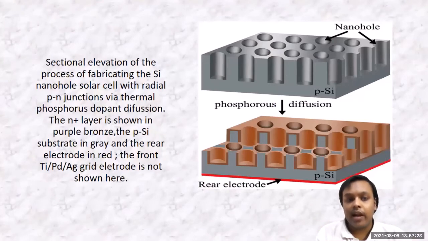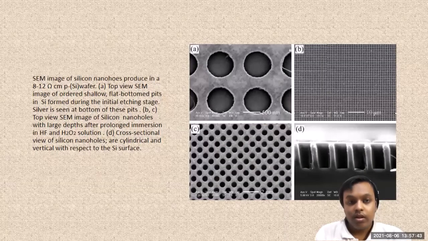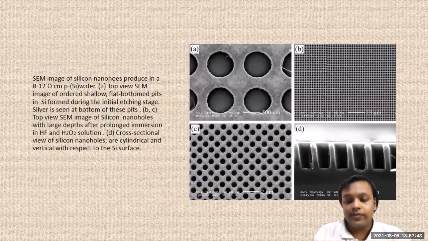This is a schematic diagram showing the sectional elevation of the process of fabricating the silicon nanohole solar cells with radial p-n junctions via thermal phosphorus dopant diffusion. This diagram represents an electron microscopic image of silicon nanoholes produced in a p-type silicon wafer. The last diagram shows a cross-sectional view of silicon nanoholes which are cylindrical and vertical to the silicon surface.